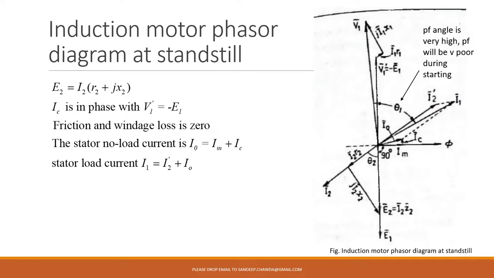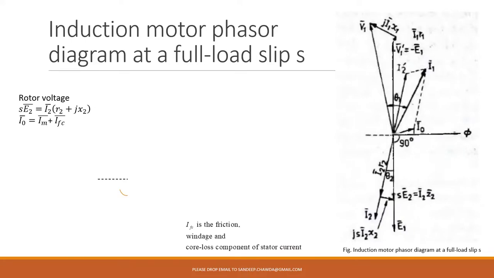Now let us move on. When the rotor starts revolving, what would happen? Now the slip will come into the picture. Now the slip is going to play the role. The EMF equation will consist of S, because the rotor has frequency S times the supply frequency. It is not shown here, you could see here.